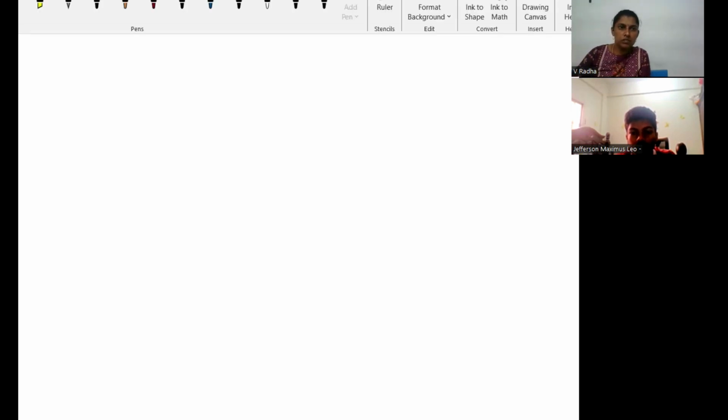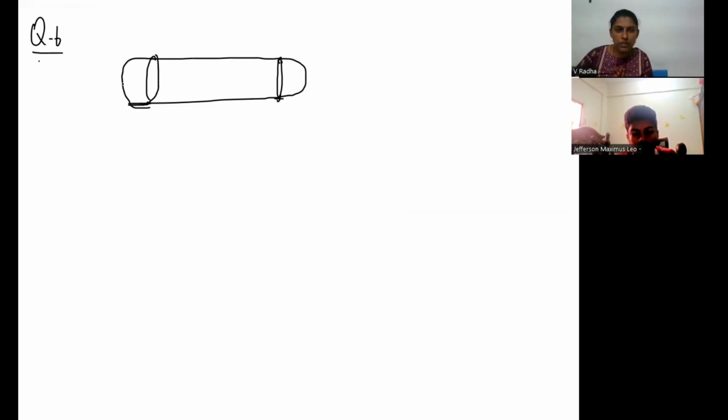Question number six. It's a capsule in the form of a cylinder, and the two ends are hemispherical. This side is a hemispherical portion, and this side is also a hemispherical portion. So the total length of the capsule, from this end to that end, is equal to 14 mm. The diameter is given as 5 mm. This is 5 mm, the width is 5 mm. Our question is, what is the surface area?